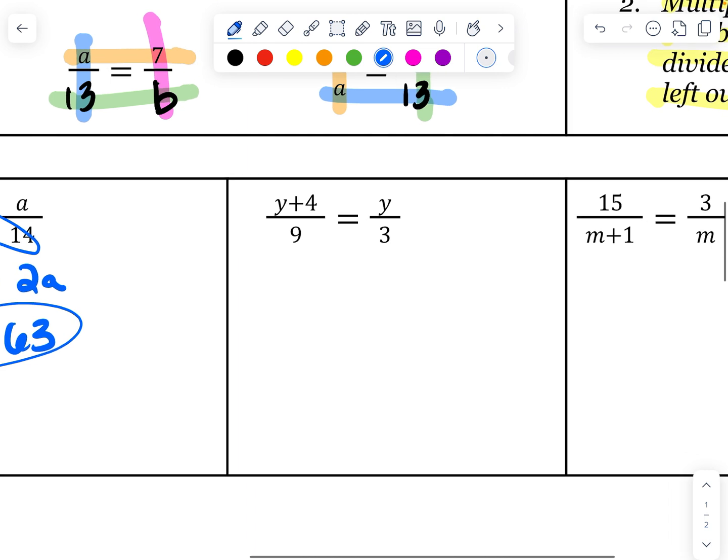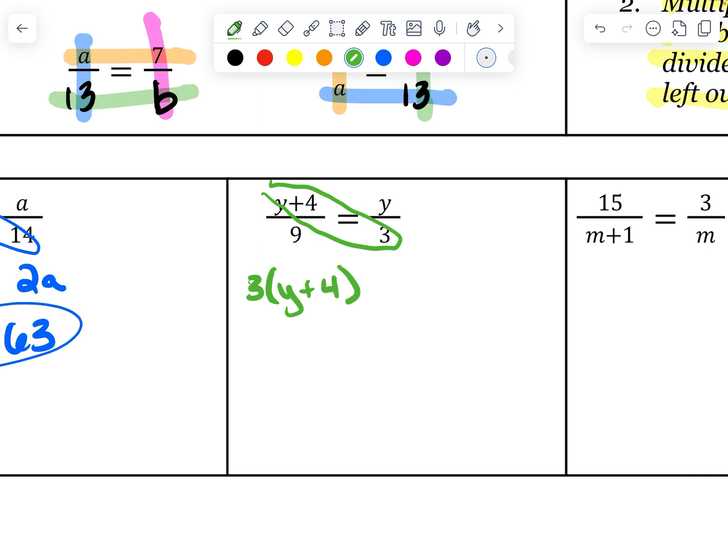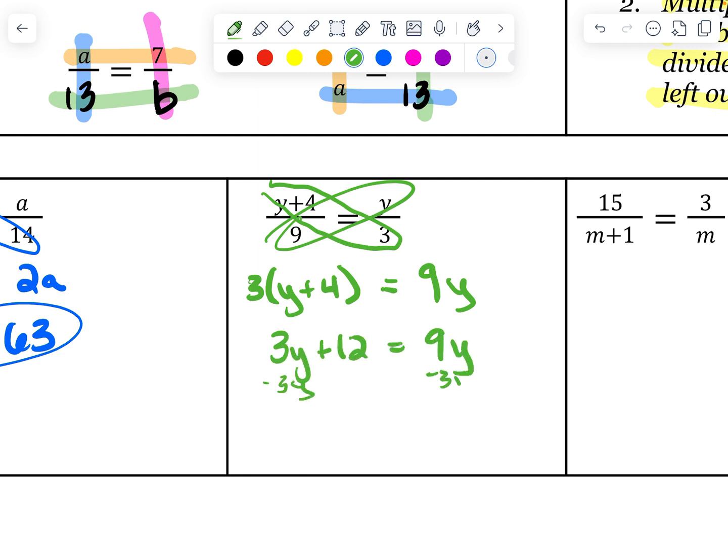All right, now, when we get into these, it's a little harder, right? Because there isn't one that's like the numbers one, obviously. So we need to go ahead and set up our algebra problem, okay? So let's see. Y plus 4 times 3. We have to do that whole thing times 3. Not just the y, not just the 4, the whole thing. And then 9 times y is 9y. So 3y plus 12 equals 9y, minus 3y on both sides. 12 equals 6y, y equals 2.